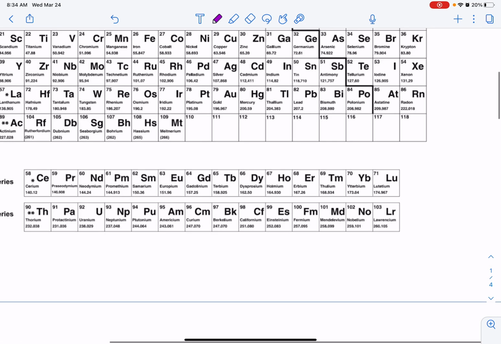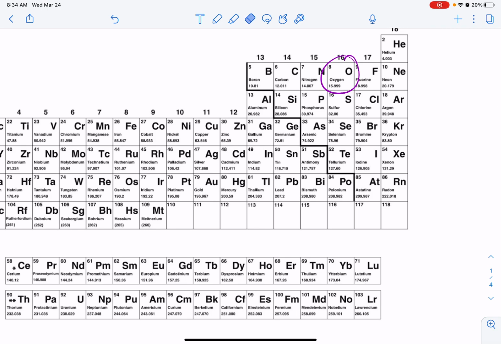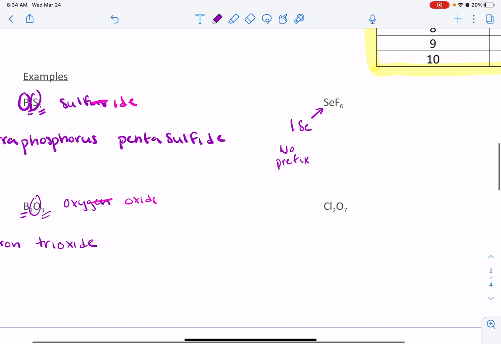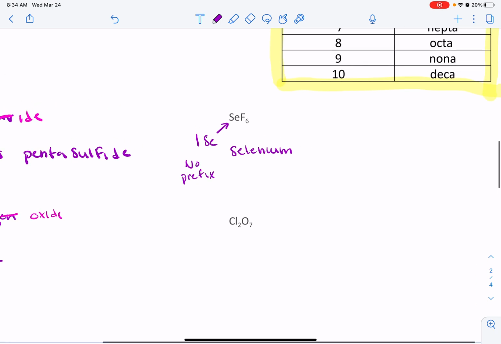So let's take a look. What is Se on our periodic table? Selenium. So I'm just going to write the word selenium. And that's it. I don't change the ending. I don't put a prefix. There's only 1 and it's the first thing listed. I just write the name.